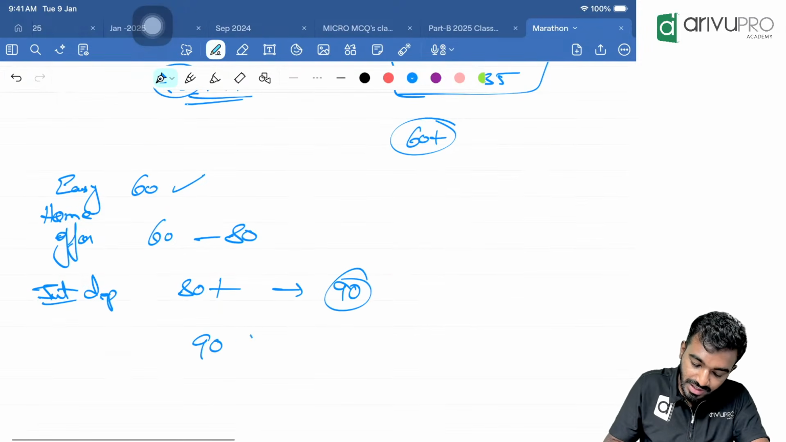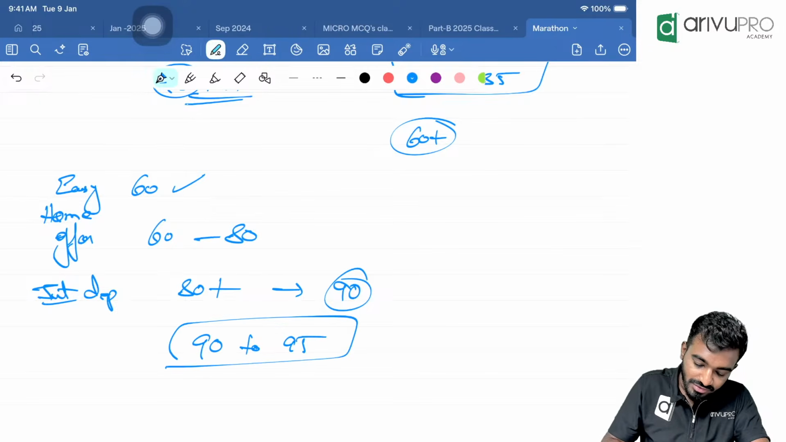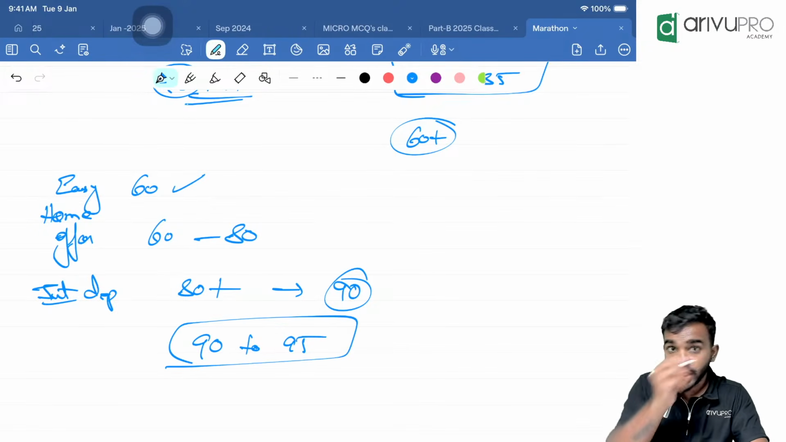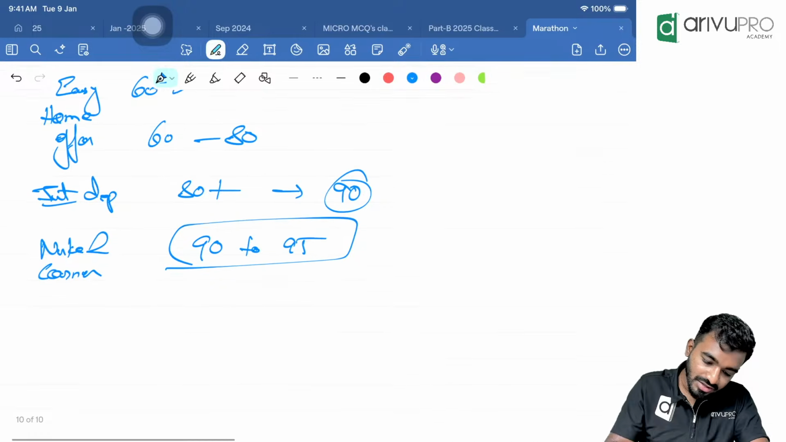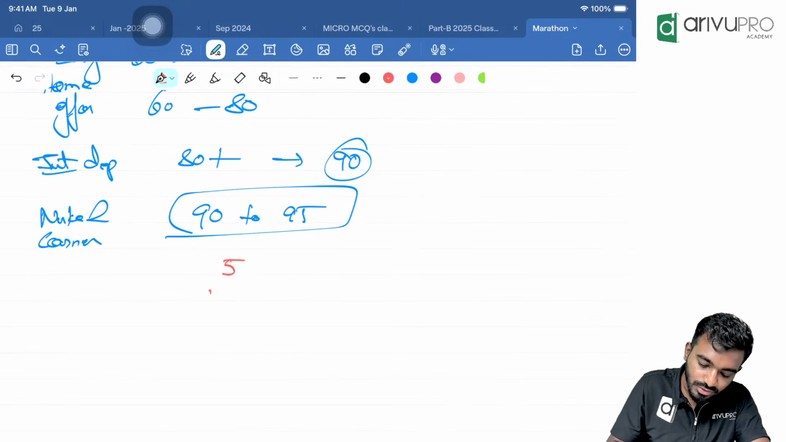90 to 95 is where you have full knowledge, GK also, some nook and corner of the material. Nook and corner. And another 5 questions, I'm only saying some GK related questions will come.